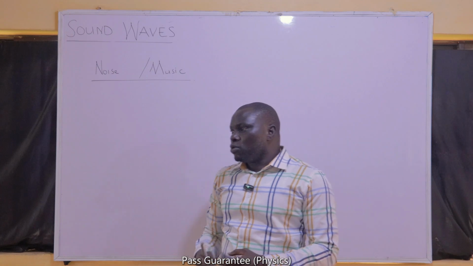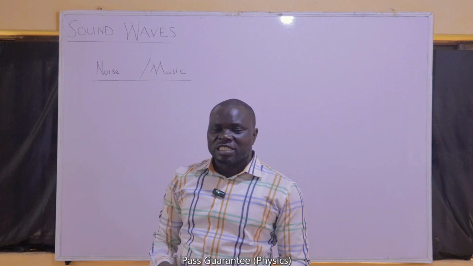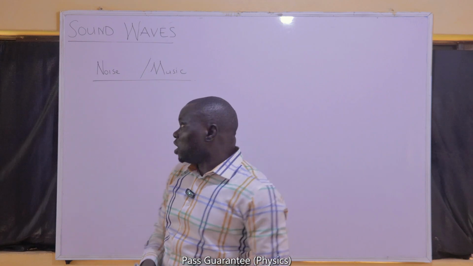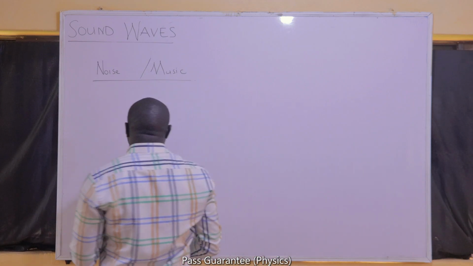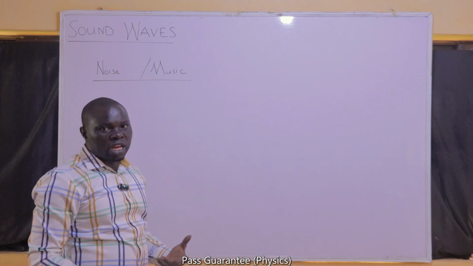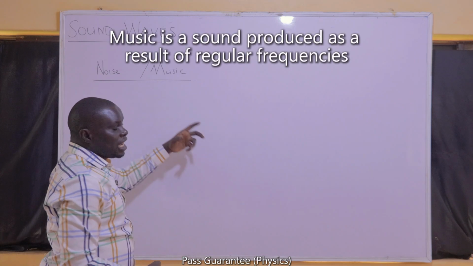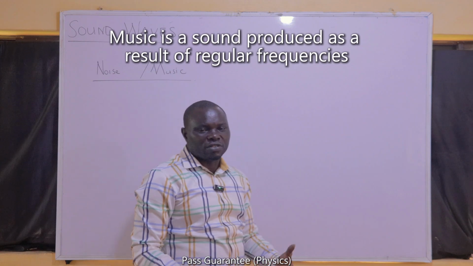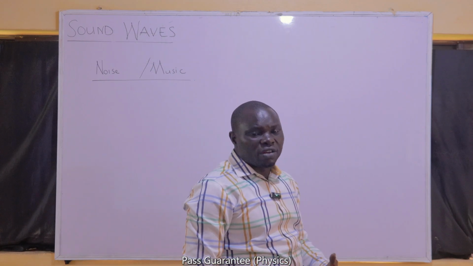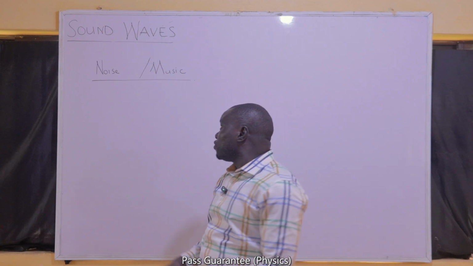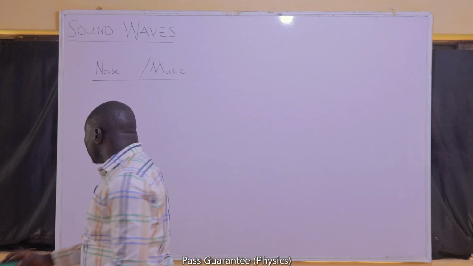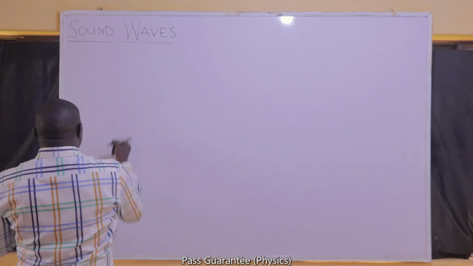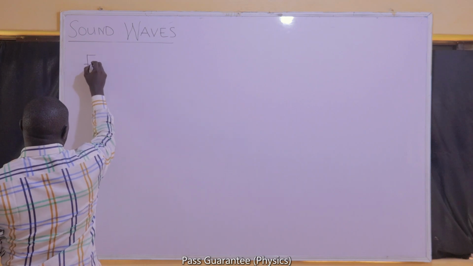When you have people talking at different frequencies and the sound they are producing is jumbled up, then you are going to have what is called noise. That looks very much like what we call noise even in our day-to-day life. Music, however, is a sound produced from regular frequencies. When the frequencies are regular or when the frequency is constant, then we have what is called music. Another concept that we should talk about is forced vibration and resonance.